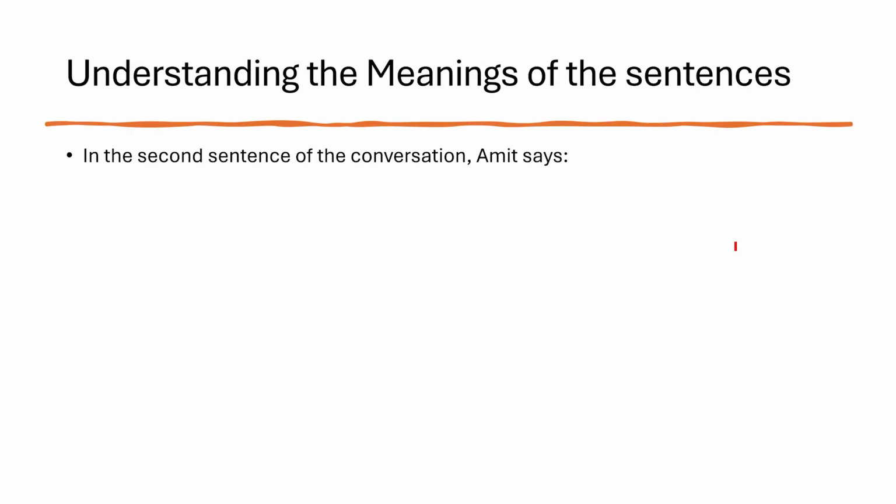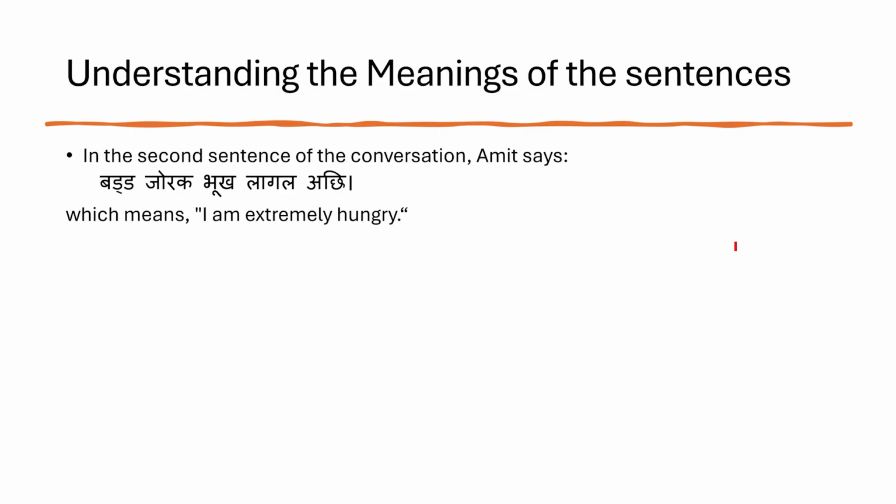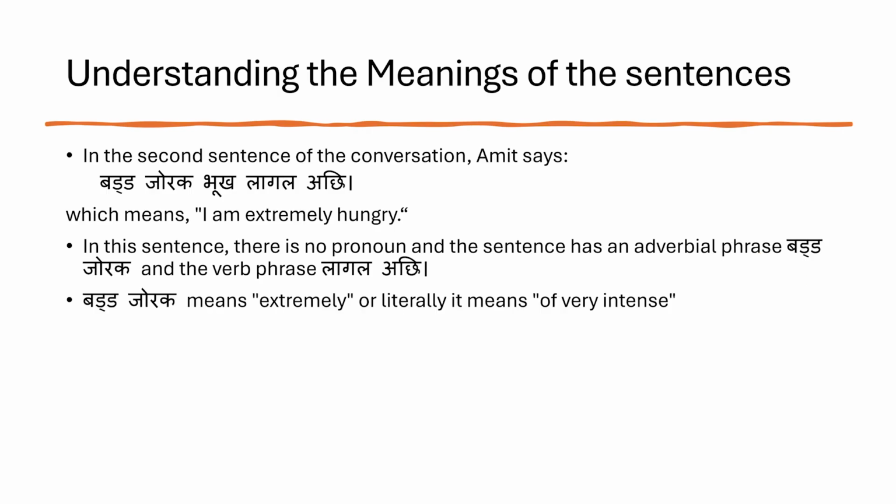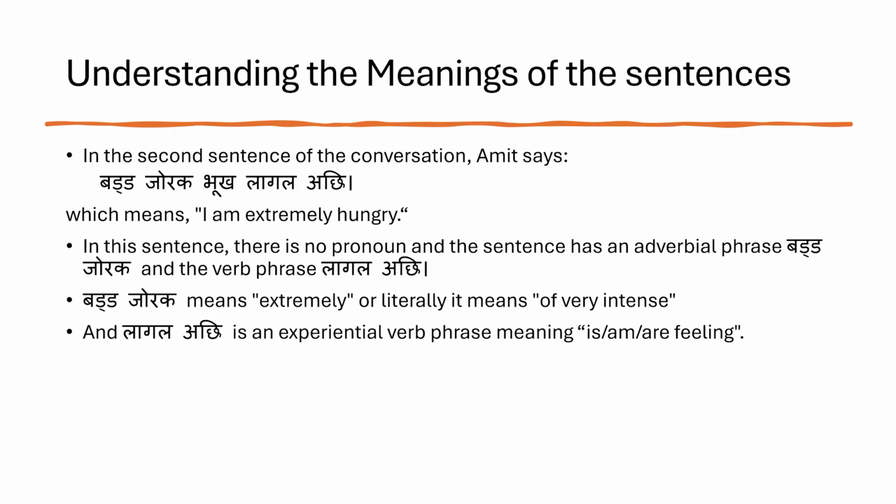In the second sentence of the conversation, Amit says, "Bad jorak bhook lagal ach," which means I am extremely hungry. In this sentence, there is no pronoun and the sentence has an adverbial phrase bad jorak and the verb phrase lagal ach. Bad jorak means extremely or literally it means of very intense. And lagal achi is an experiential verb phrase meaning is, am, are feeling. For everything, it is the same.